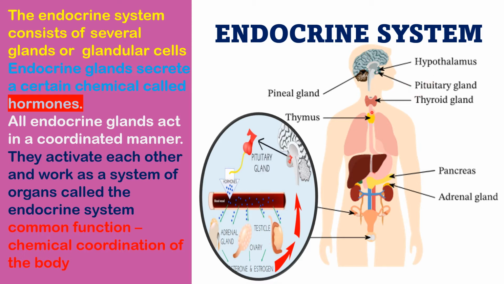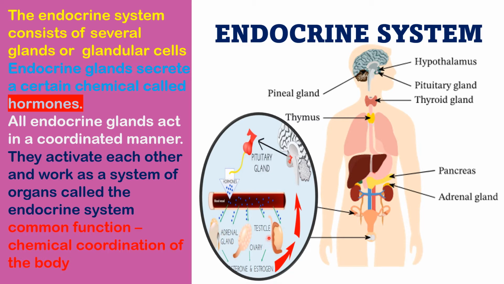Here you can see in this picture the pituitary gland, thyroid gland, pancreas, adrenal gland, thymus, and pineal gland. These are different types of endocrine glands. All endocrine glands act in a coordinated manner. They activate each other and work as a system of organs called the endocrine system.